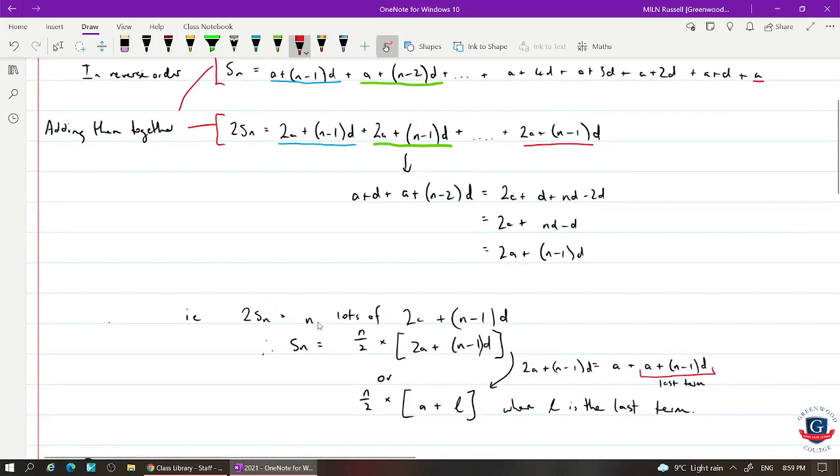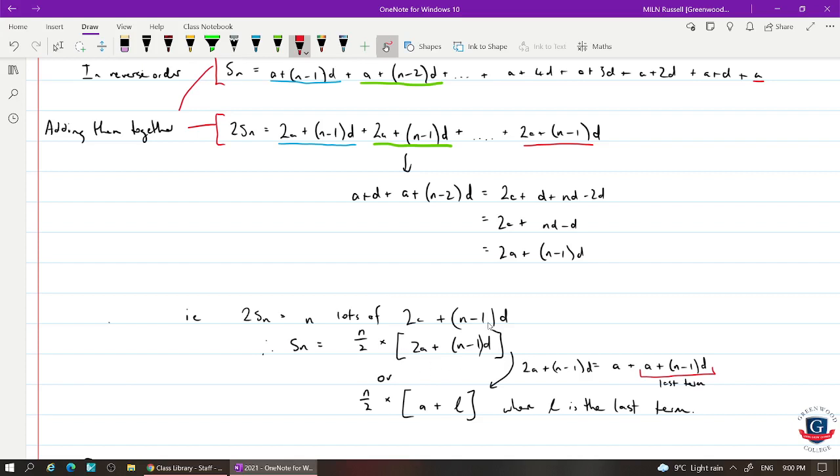So what we actually have is, if we add these two together, we end up with twice the sum, and by adding the individual terms, we'll get n lots of 2a plus (n minus 1)d. Now, if we divide both sides by 2, we get back to the sum, and we now know that this equation here will give us the sum of an arithmetic series, which is very clever, and we do this a few times for a few different problems.